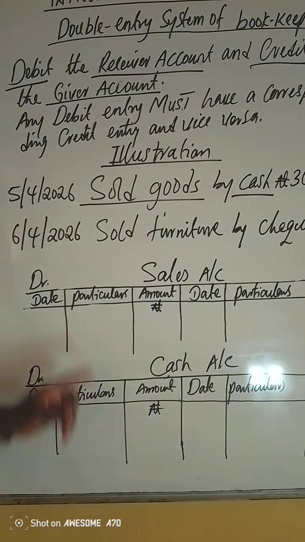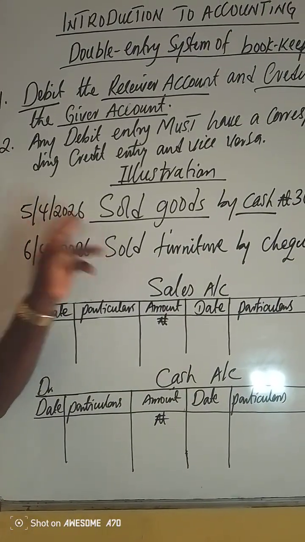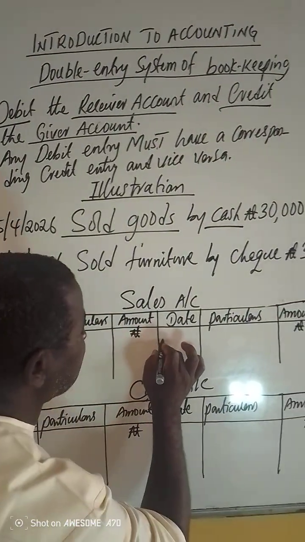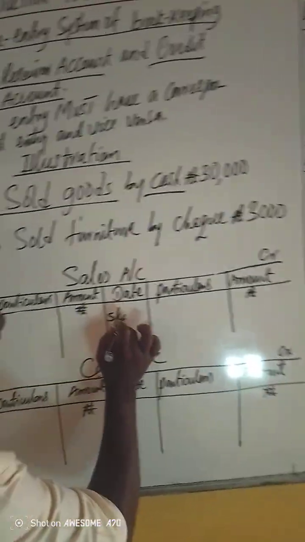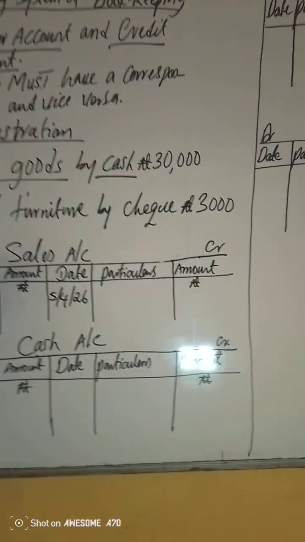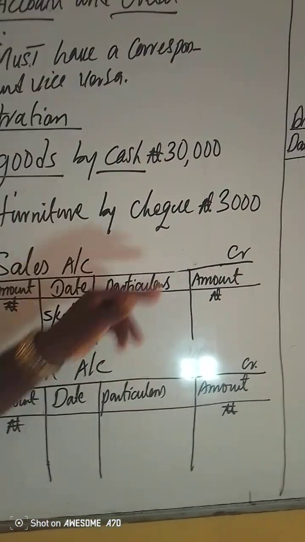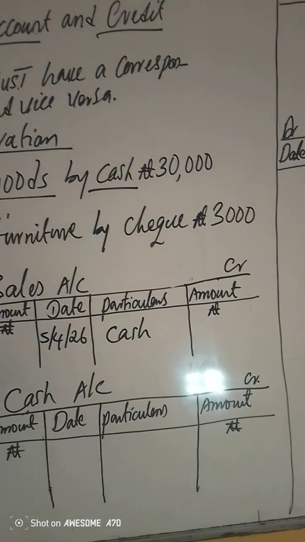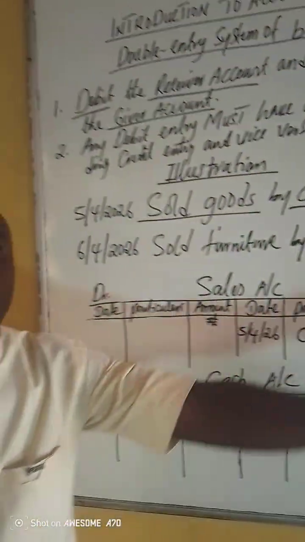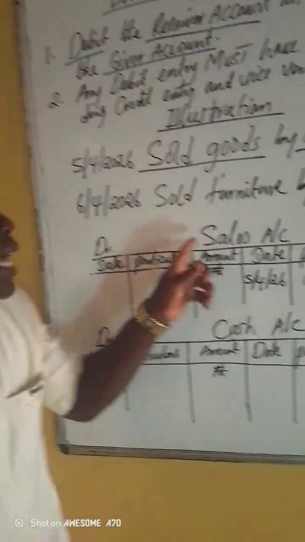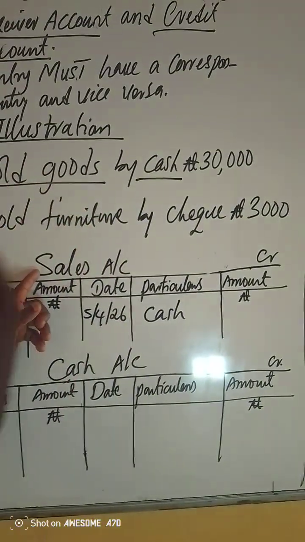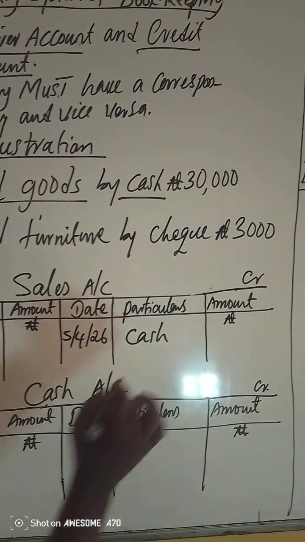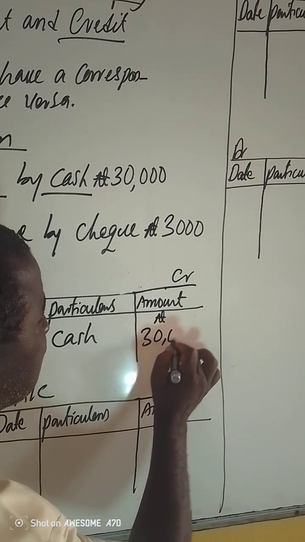Let's continue with the posting. Now we are going to credit the giver account. Let's credit on the faithful date, which is the 5th of 4/26, sales, the giver account. And sales is giving to cash. Mind you, I say that the giver account gives to the receiver what the receiver receives from the giver. So you can see sales is the giver, what the business is giving out in form of goods to receive cash. And how much is the amount? The amount is 30,000 naira.